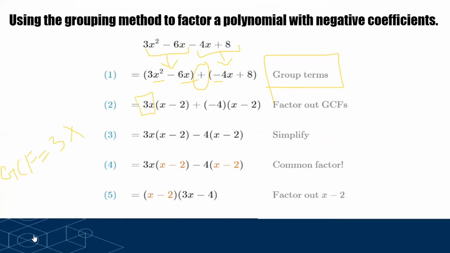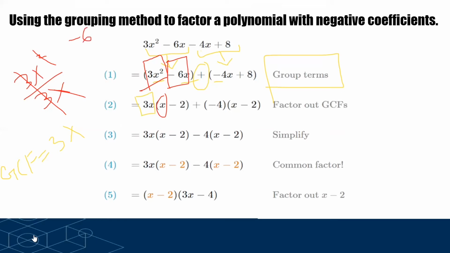Once you figure out your GCF, you are supposed to divide each of the terms using your GCF. So if you divide the first term, 3x squared, by 3x, the 3's cancel out, and one of the x's from the top cancels out with the x at the bottom, and I'm just left with x. And then negative 6x divided by the GCF, which is again 3x: negative 6 divided by 3 is negative 2, and then the x's cancel out. So bingo, I'm done with the first group. I factored out the GCF.